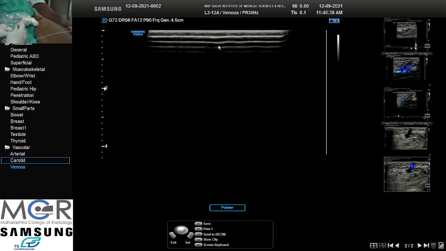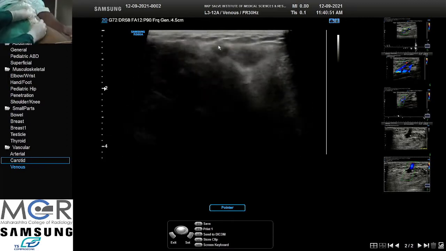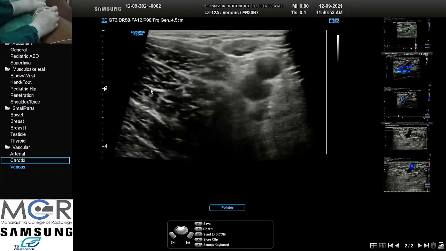So which gauge needle do we use? We use a 20 or 22 gauge needle. Smaller is better, because a patient might get pain during this maneuver.